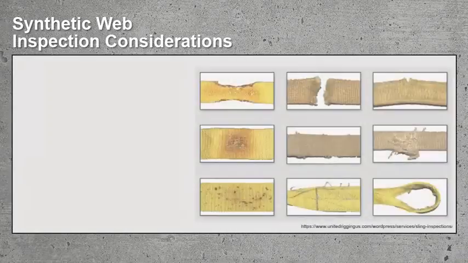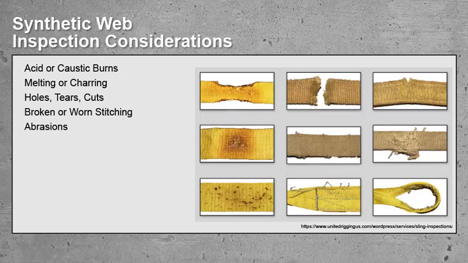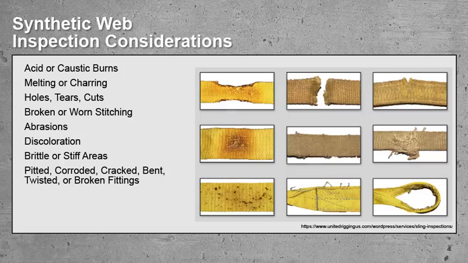The considerations while inspecting this type of sling are signs of acid or caustic burns, and any melting or charring of the sling. Look for holes, tears, cuts, broken or worn stitching, abrasions, or discoloration. Slings should not have any brittle or stiff areas. Also look for pitted, corroded, cracked, bent, twisted, or broken fittings, and slings with any of these conditions must be removed from service.